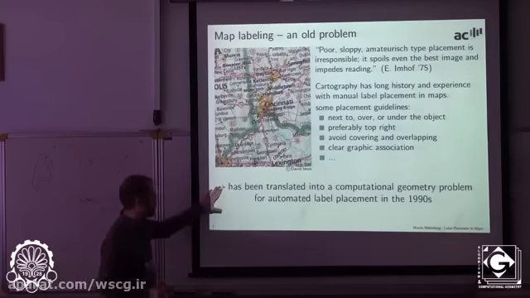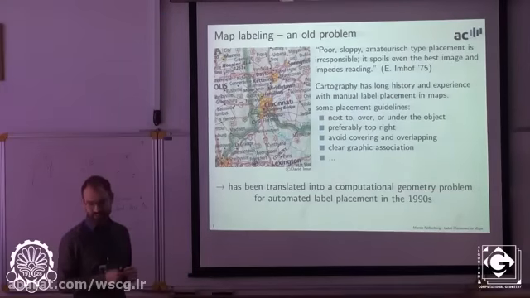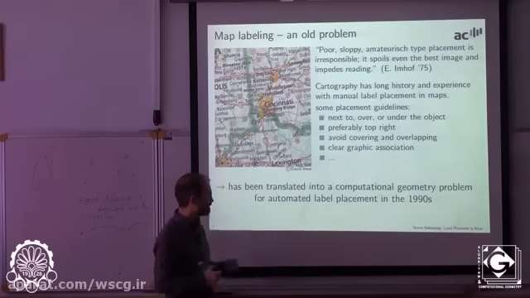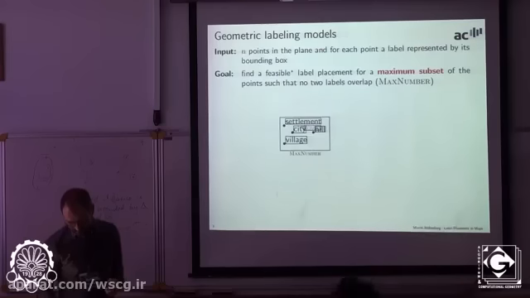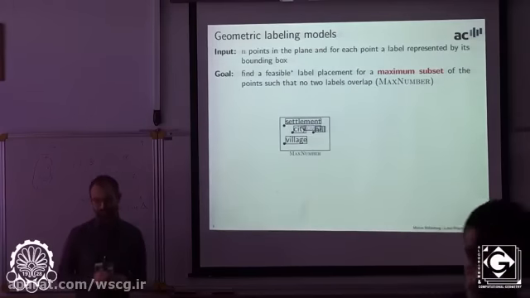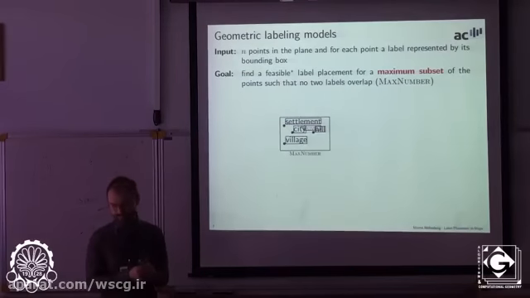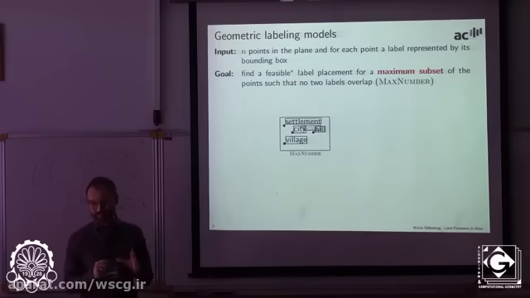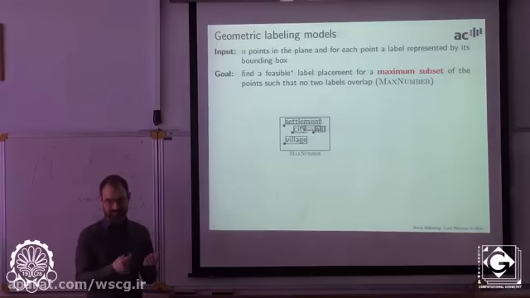This type of problem of placing labels in maps has been translated into the computational geometry community quite a long time ago, already in the early 1990s. People have studied label placement, and we will see how this has developed over time. So typically the geometric labeling models are as follows. You can abstract the map into a point set, so you're given n points in the plane. Imagine there are cities or other places, and you want for each point to put a label that gives the name or some description of that point, but we can model this as the bounding box. So it's points and rectangles, basically.